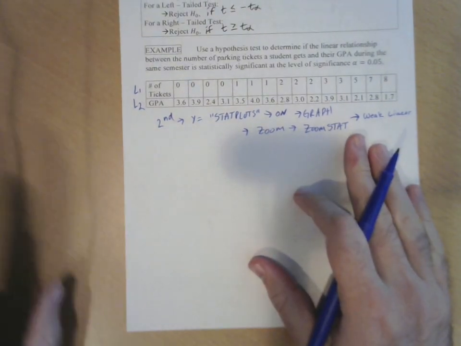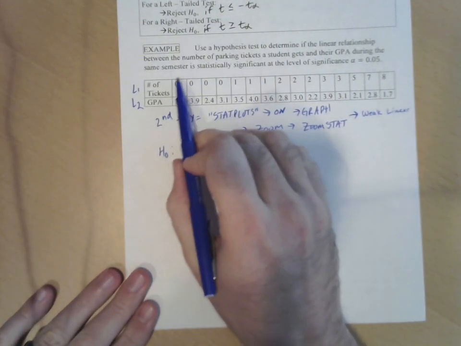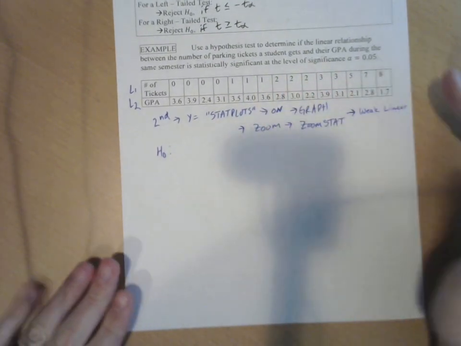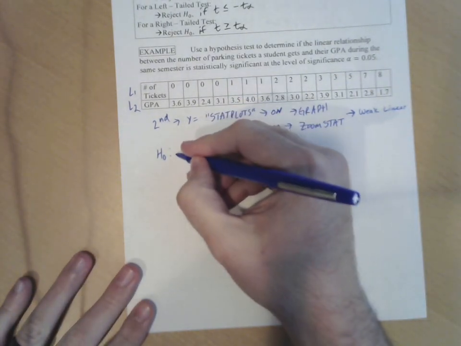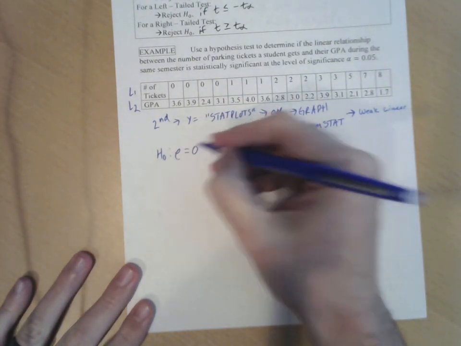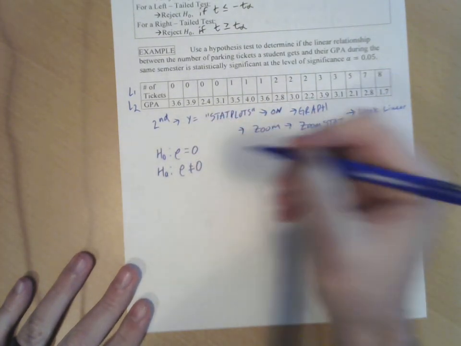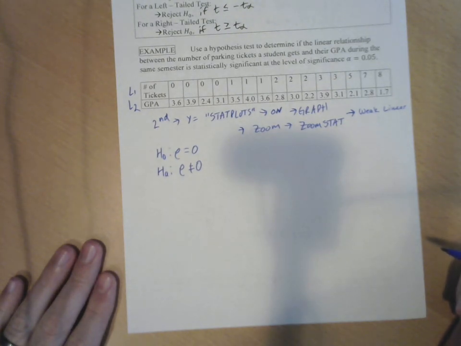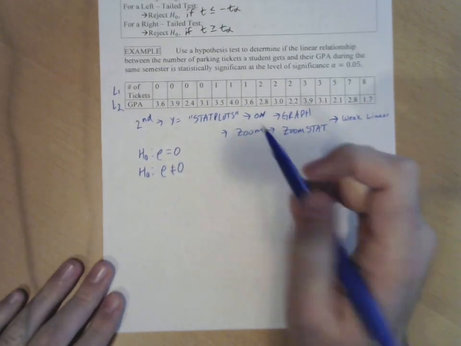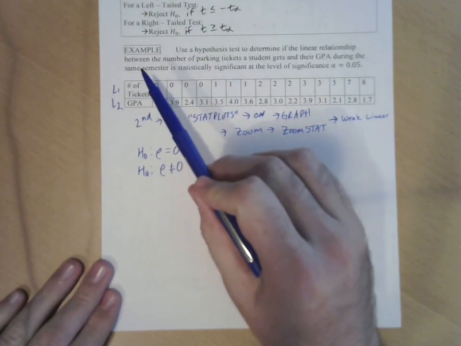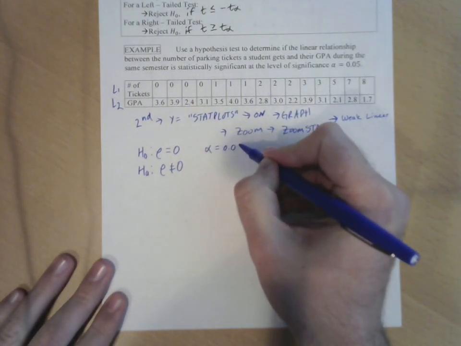So now we can run our hypothesis test. We are just looking to see if it is statistically significant. So this is a two-tail test. Our null is that rho is 0. Our alternative is that rho is not 0, because it didn't ask us is it a significant negative or significant positive, it just said see if that relationship is statistically significant. Our alpha is 0.05.